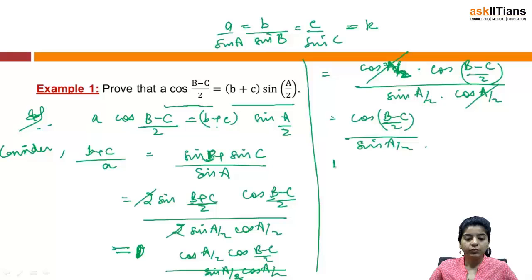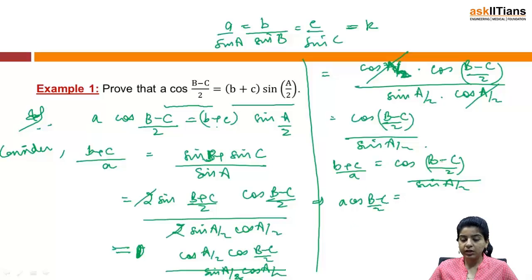So what have we proved? That (b plus c) by a is cos((B minus C)/2) by sine(A/2). So ultimately what we have proved is a cos((B minus C)/2) is equal to (b plus c) sine(A/2), and that is what we were required to prove. So see, this is a simple application of the sine rule. This is the kind of question you can expect on the basis of the sine rule.